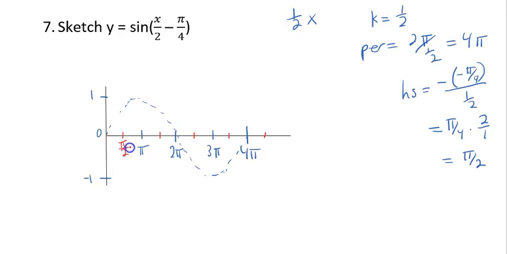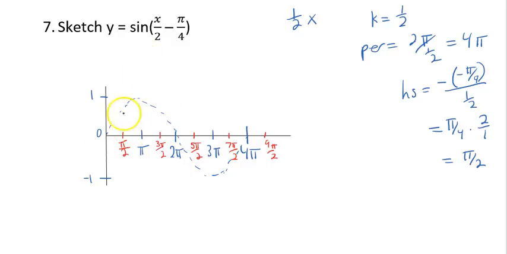So I have 1 over 2, 2 over 2, 3 over 2, 4 over 2, 5 over 2, 6 over 2, 7 over 2, 8 over 2, 9 over 2. So if we're going to move right 1 pi over 2, I should end on that 9 pi over 2.